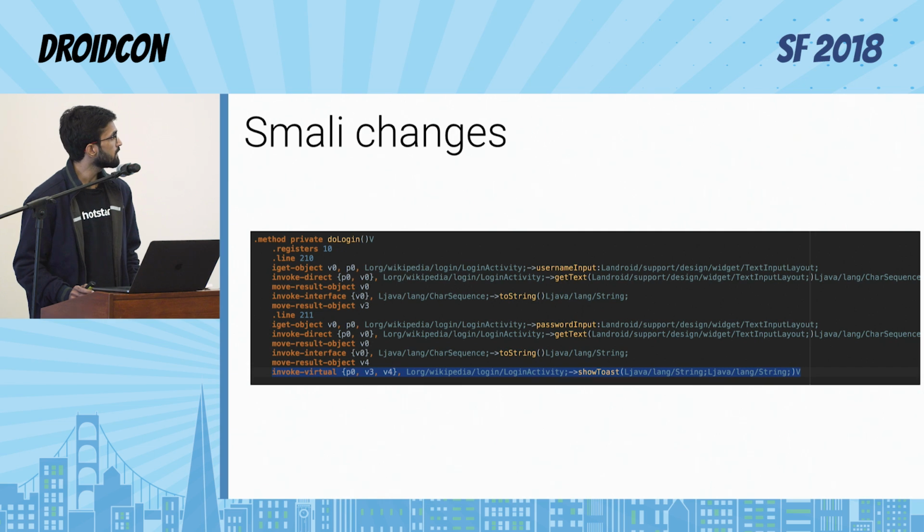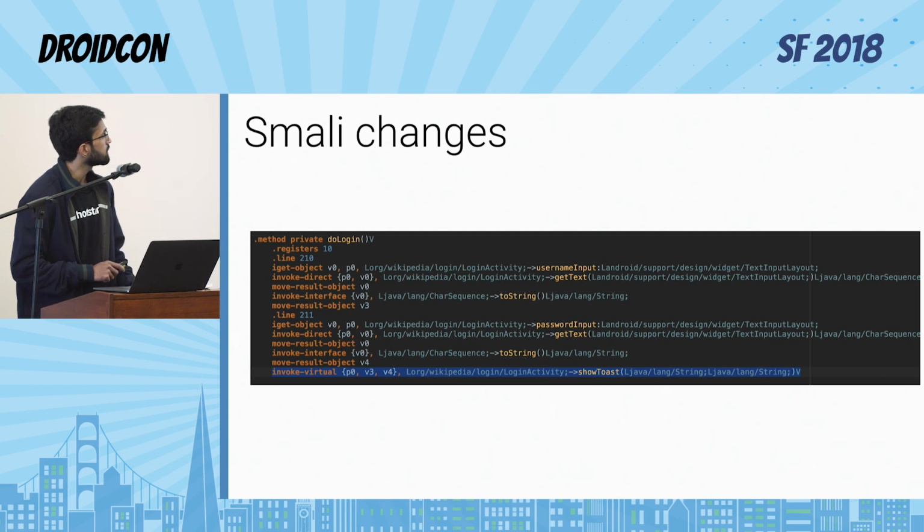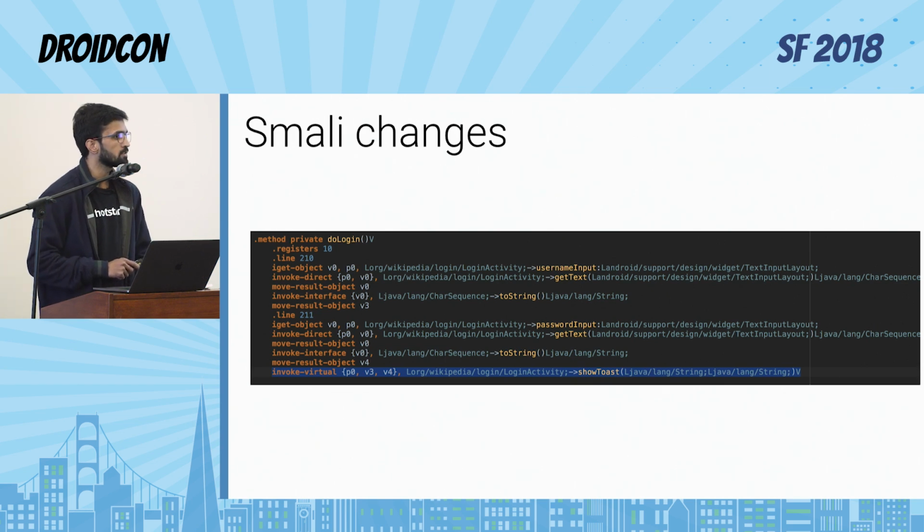I figured out that if I stare at Smali code for a long time, it might make sense to me. So we can see that the value of username input is getting stored in the V0 register here. And then we are calling getText method while passing V0 as a value. So that's a username input again. Now it will give us the character sequence back. And we'll call toString method on this character sequence to get back the string representation of username input.